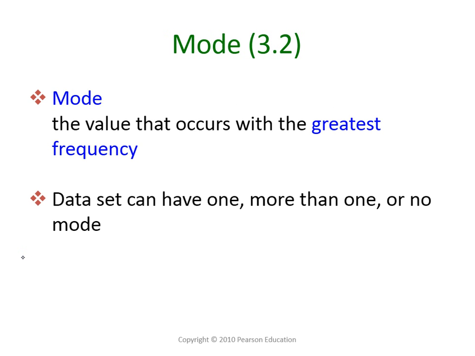If we looked at finding the mode, the mode is the one that happens the most often. It's the one that happens with the greatest frequency. Data sets can have more than one mode or no mode, depending upon the situation. So the mode is the one that happens the most often.